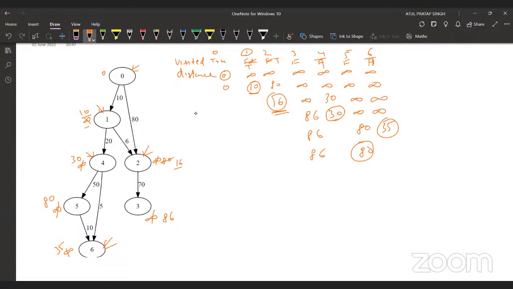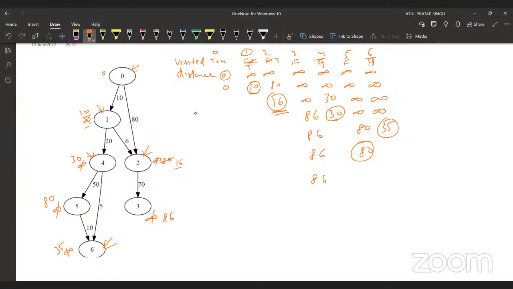So 80 is 5. We can move from 5 to 6 first, but the distance 80 plus 10 is 90, and the previous distance is 35. So we will not change it, it will remain. This one we have already visited, so we will not check that. There is no update after that.